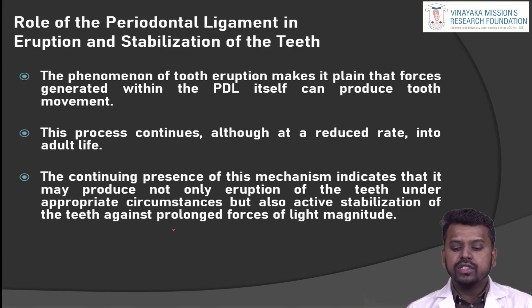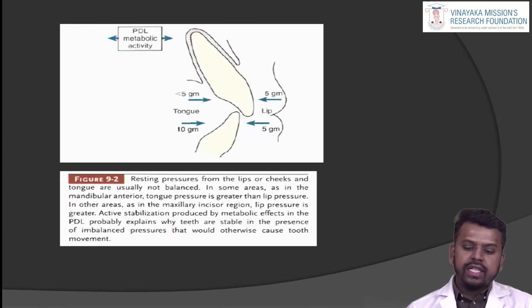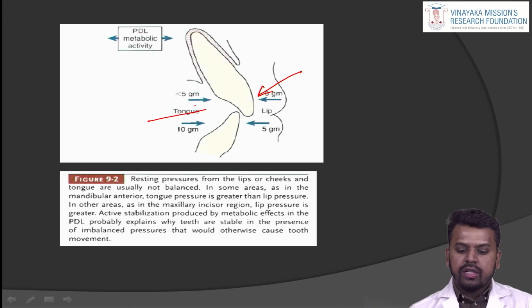The continuing presence of this mechanism indicates that it may produce not only eruption of the teeth under appropriate circumstances, but also active stabilization of the teeth against prolonged force of magnitude. You can see the lip pressure being applied on the teeth, whereas your tongue pressure is being applied on the teeth. That is about 5 grams and 10 grams.